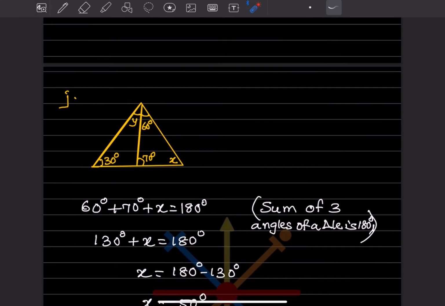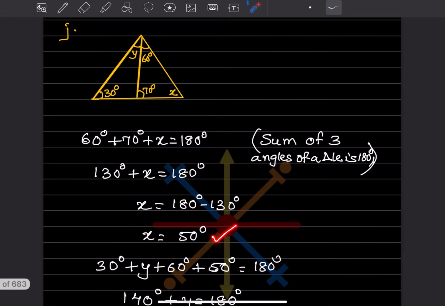Now look at this one. So what we can see here, we can take this triangle first, because we know this and this one, so we can find out x easily. So 60 plus 70 plus x, that is 180. So sum of three angles of a triangle is 180. So this will be 130 plus x will be 180. So x is going to be 180 minus 130. So that should be 50. So now you got this as 50.